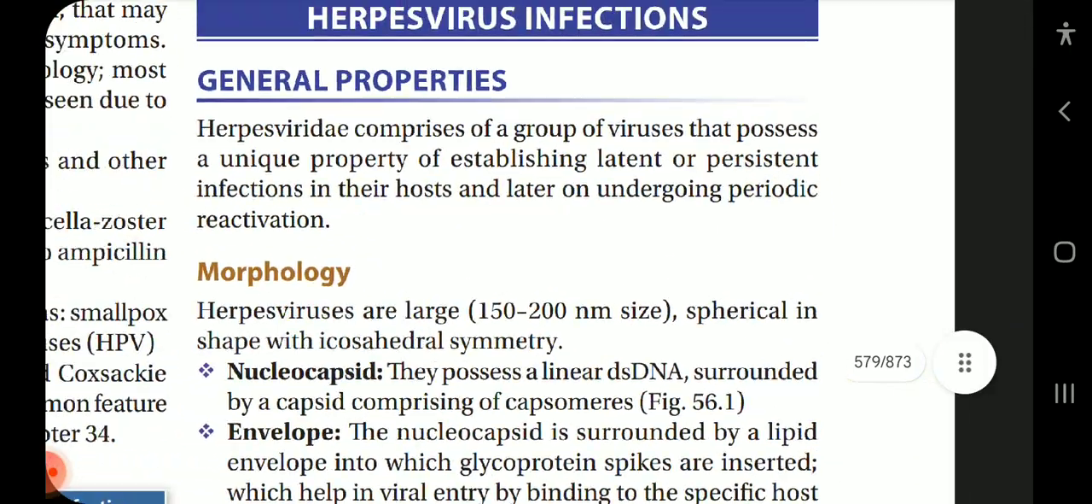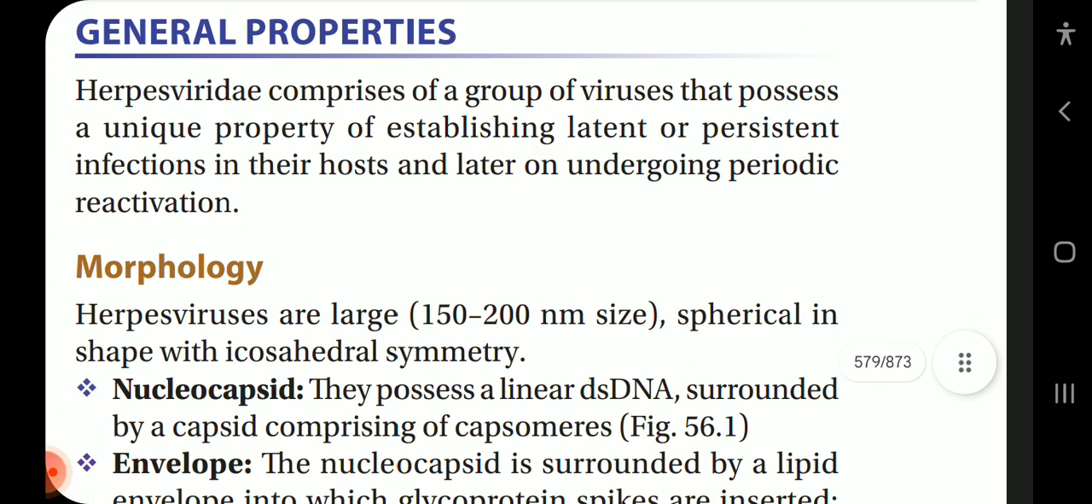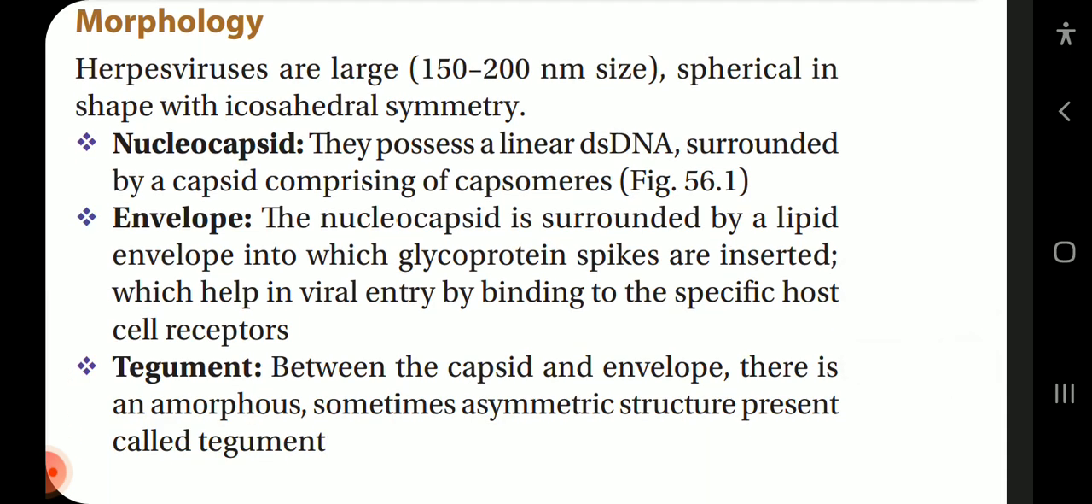Okay, now coming on to herpes virus infections. General properties. Herpesviridae comprises a group of viruses that possess a unique property of establishing latent or persistent infections in their host and later on undergoing periodic reactivation. Morphology. Herpes viruses are large, 150 to 200 nm in size, spherical in shape with icosahedral symmetry. Nucleocapsid possesses a linear dsDNA surrounded by a capsid comprising capsomeres.